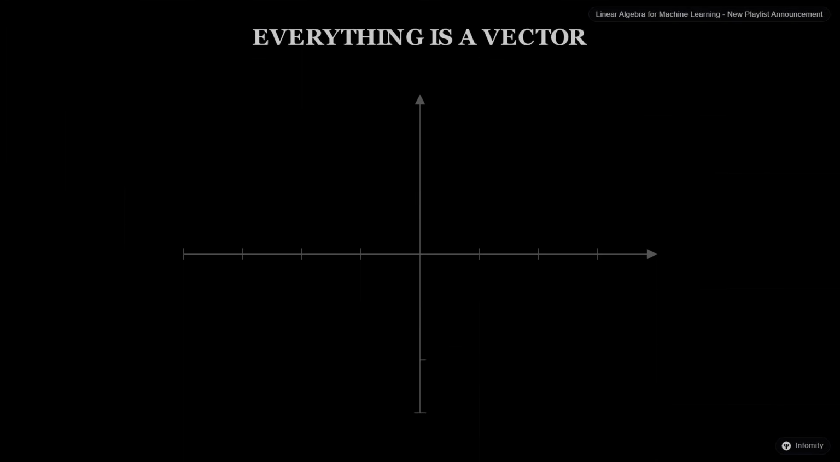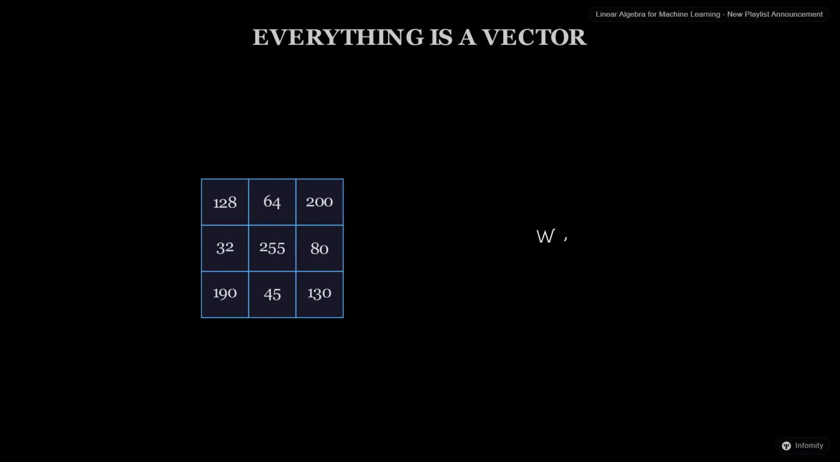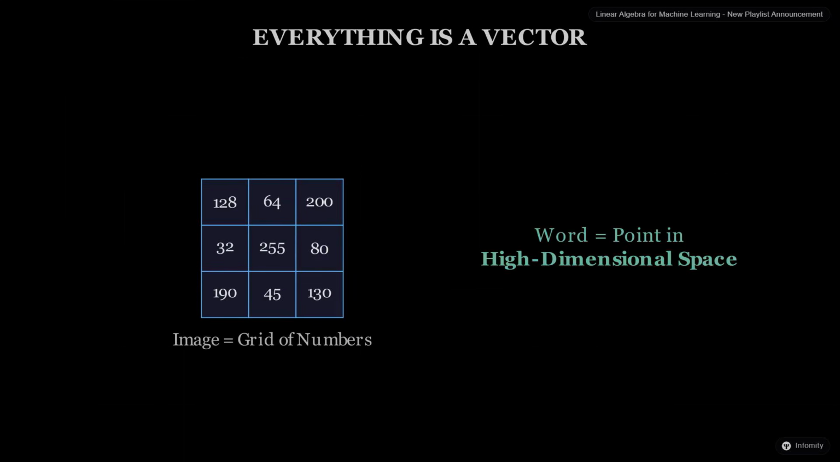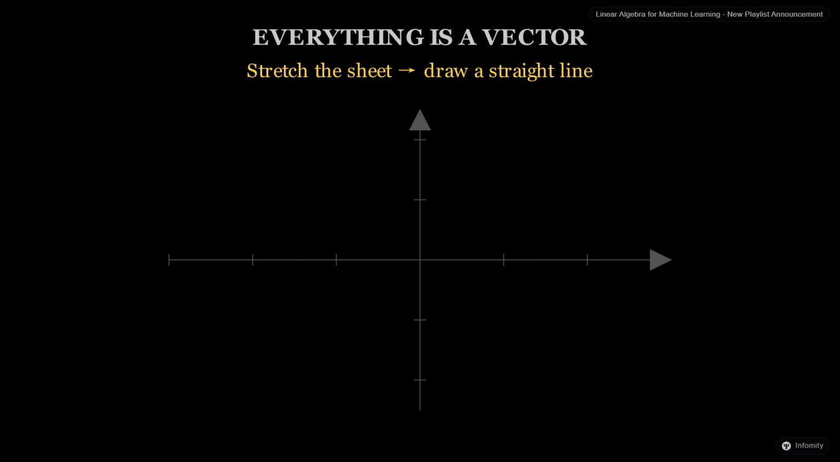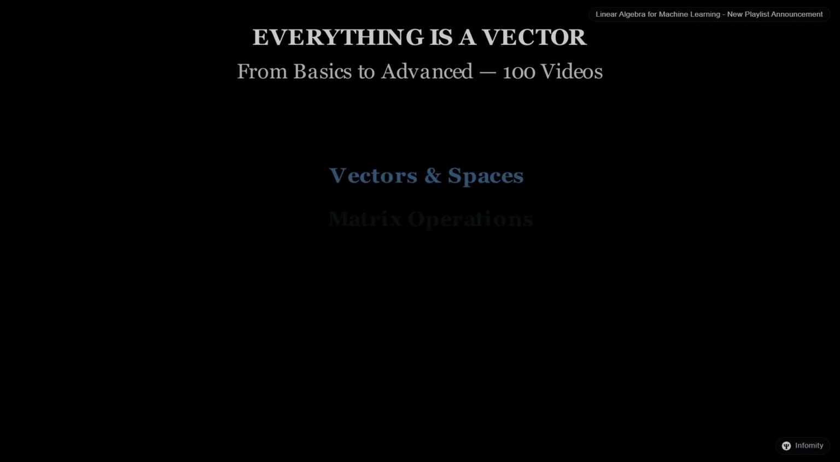Why does artificial intelligence rely so heavily on these transformations? Because to a computer, everything is a vector. An image is not a picture, it is a grid of numbers. A word is not text, it is a point in a 1,000-dimensional space. By stretching our rubber sheet, we can draw a straight line that separates cat images from dog images.